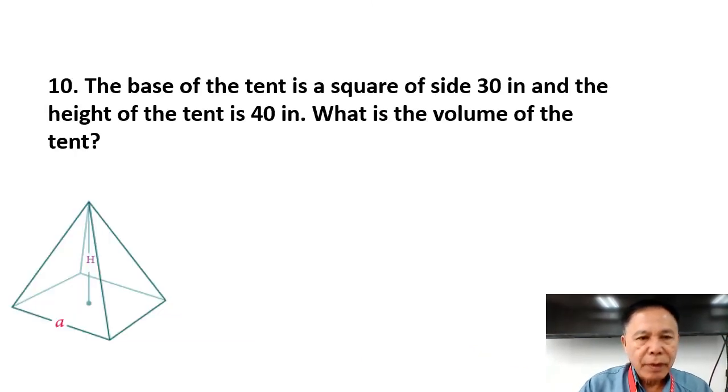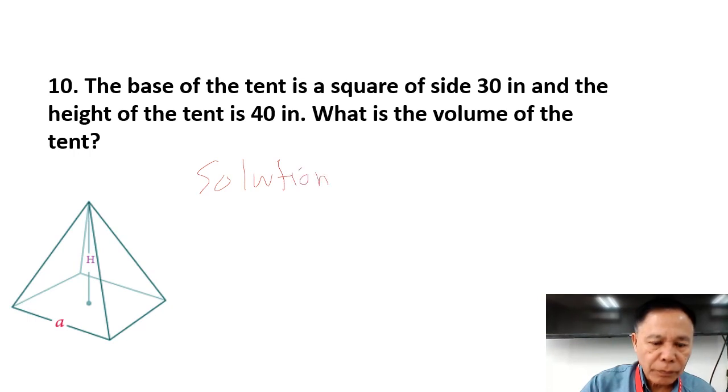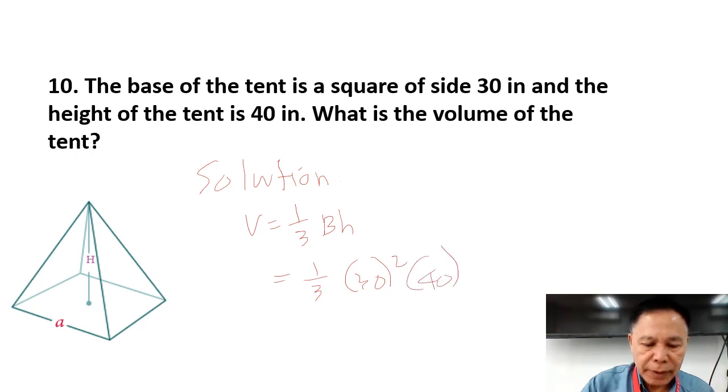So this one: the base of the tent is a square of side 30 inches, and the height of the tent is 40, given. So what is the volume? Solution: volume equals 1/3 base times height, equals 1/3 times 30 squared times 40. It is equivalent to 12,000 inches cubed.